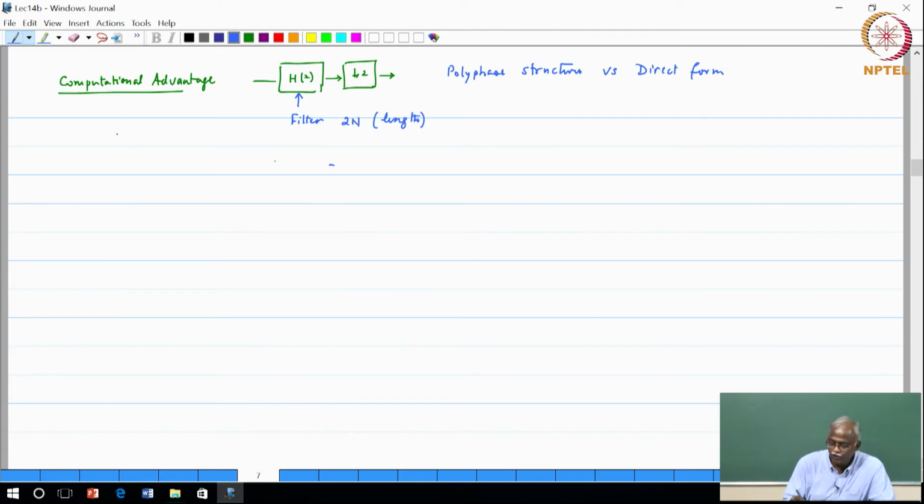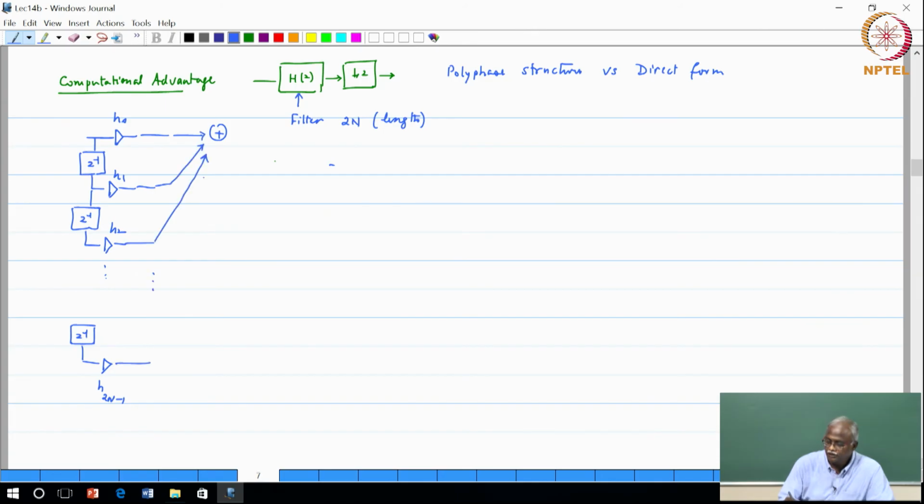So the implementation of the direct form would be: the first multiplier is H naught, the input goes through a delay element, the second multiplier is H1, delay element, multiplier H2, dot dot dot, the last one comes through a delay element Z inverse and gets multiplied by H of 2n minus 1. Now all of these signals have to be added together. This is the direct form implementation. I am sure you would have studied this in basic DSP.